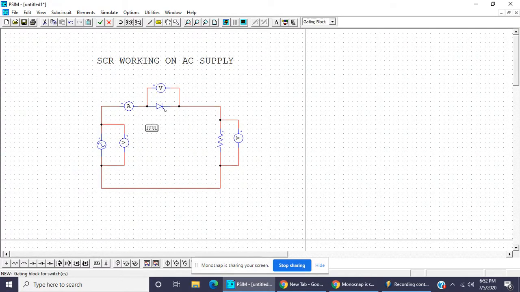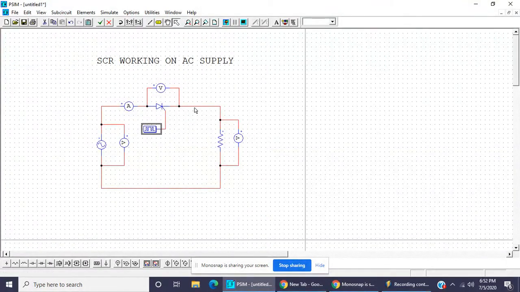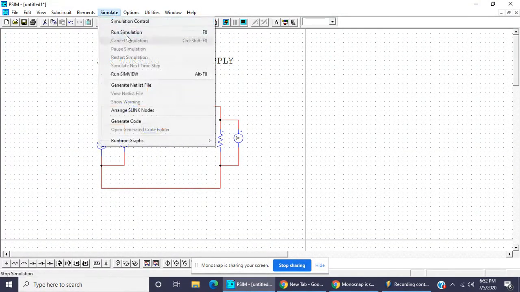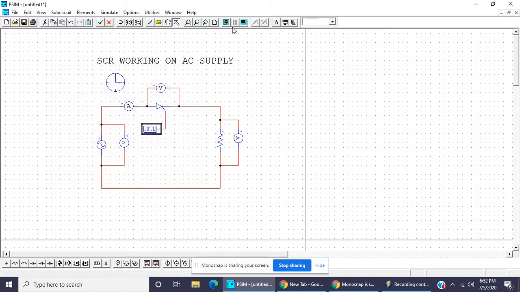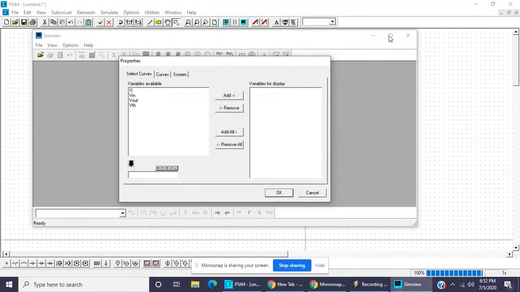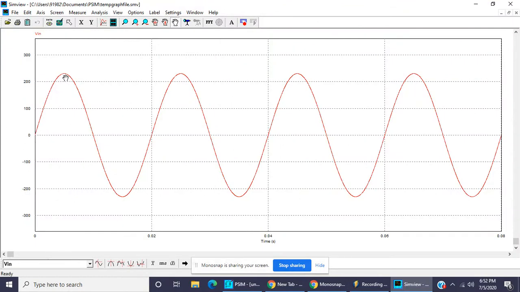Now a gate pulse is given to the SCR. Set this one equal to 50 hertz. This is the simulation control for 0.08 seconds. So this one is for the input supply voltage. This is 230 plus and 230 minus. Then the output voltage.